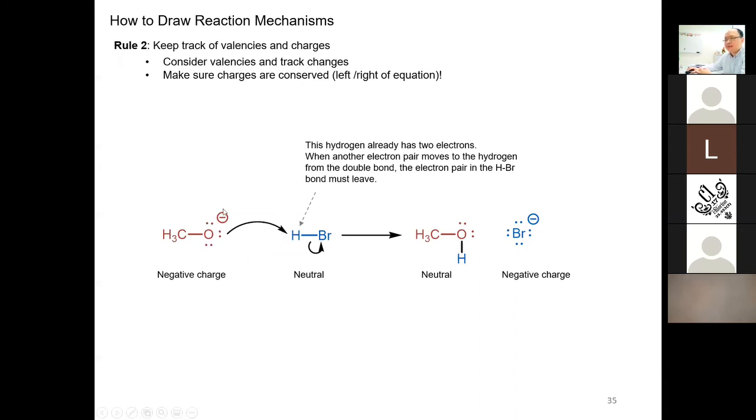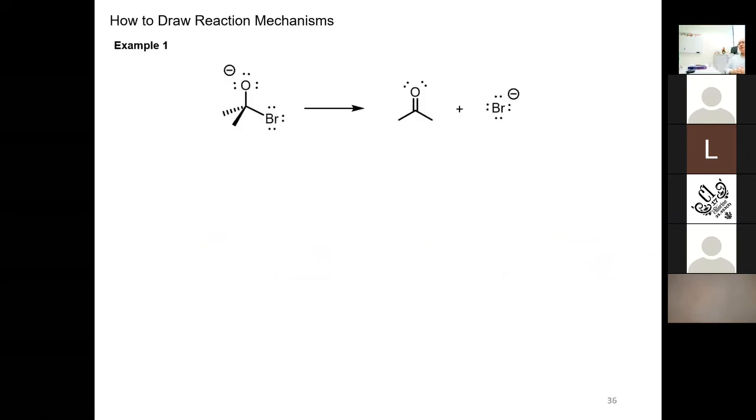Another thing is to keep track of the changes in charge. In the beginning, you have a negative charge. In the end, you should have a negative charge. So if you draw a reaction arrow pushing, and you find that in the beginning you have a negative charge, but in the end, you add all these charges together and find it's positive or neutral, something is wrong.